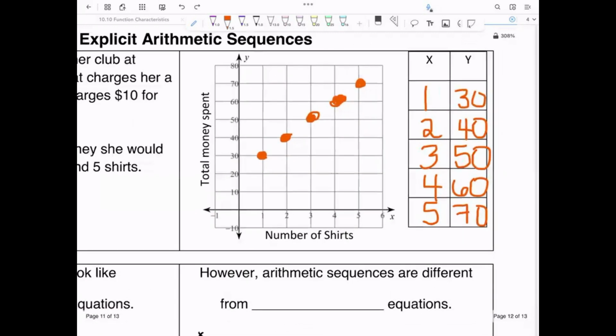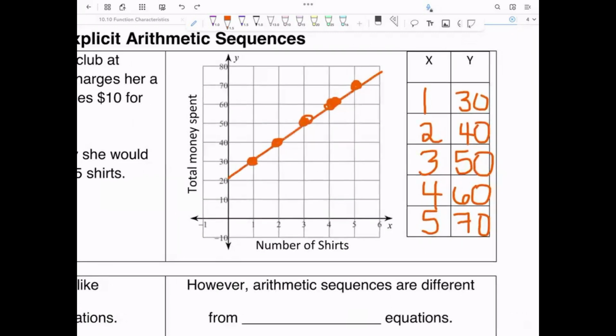When we look at this graph, if we were to connect it, that means we can have 1.5 shirts, we can have 2.5 shirts. It also means it goes on into the negatives forever. So we don't want any of that. With sequences, we leave it unconnected because we only want whole positive numbers starting at 1.